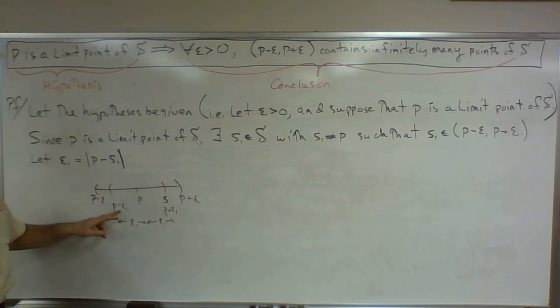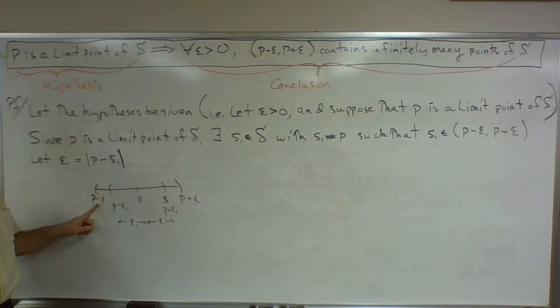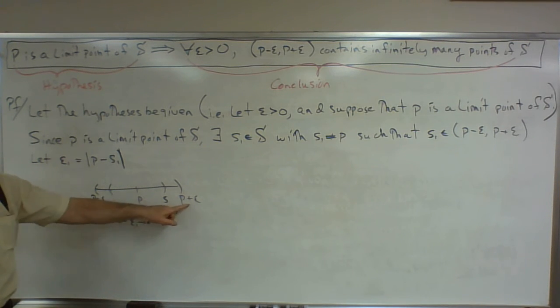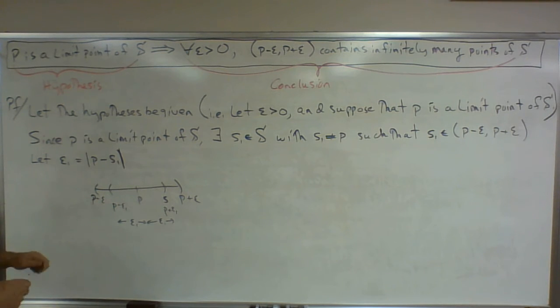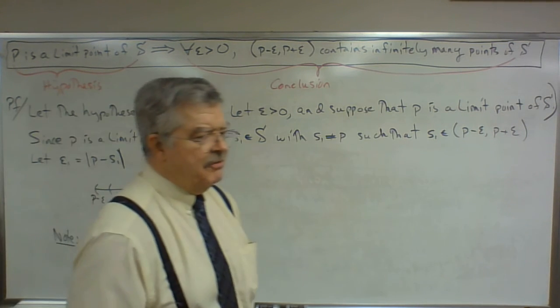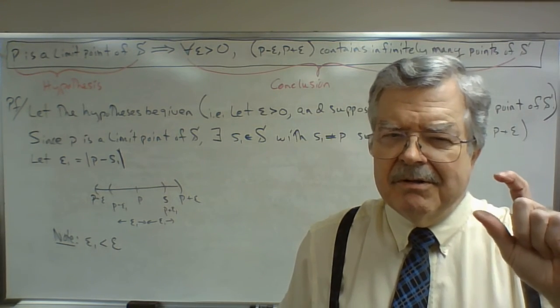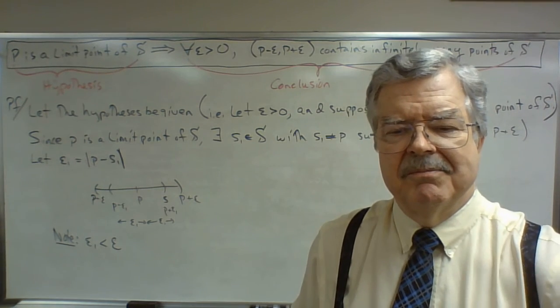So this interval, P minus epsilon sub 1, P plus epsilon sub 1, is contained in the interval P minus epsilon, P plus epsilon. And that may be worth noting. Epsilon sub 1 is less than epsilon. Okay. Well, I feel pretty good about that. I think I might see a glimmer of light at the end of the tunnel.